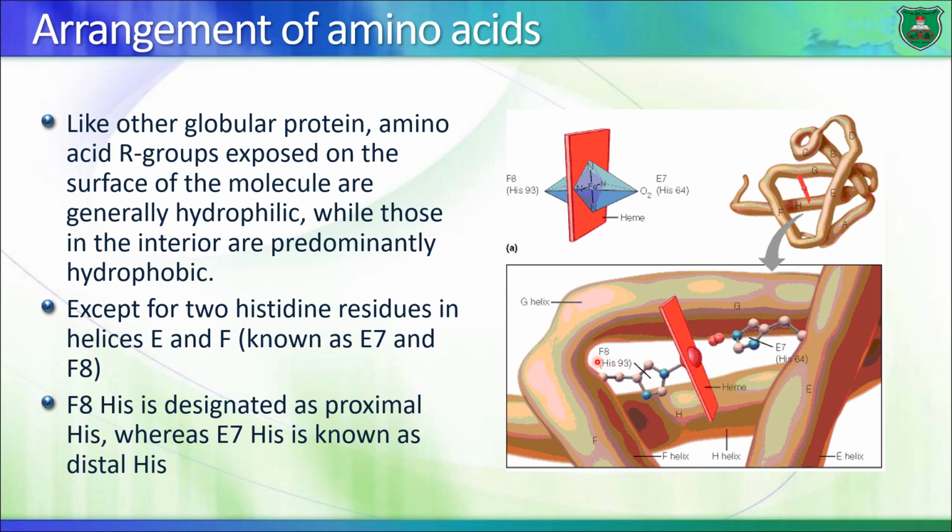And the purpose of the proximal histidine, since it's the closer one to the heme, is that it binds to iron. So this is the 5th coordinate. This is the 5th covalent bond that iron can form. Remember, you have 4 with the heme, and here you have the 5th one. Okay?